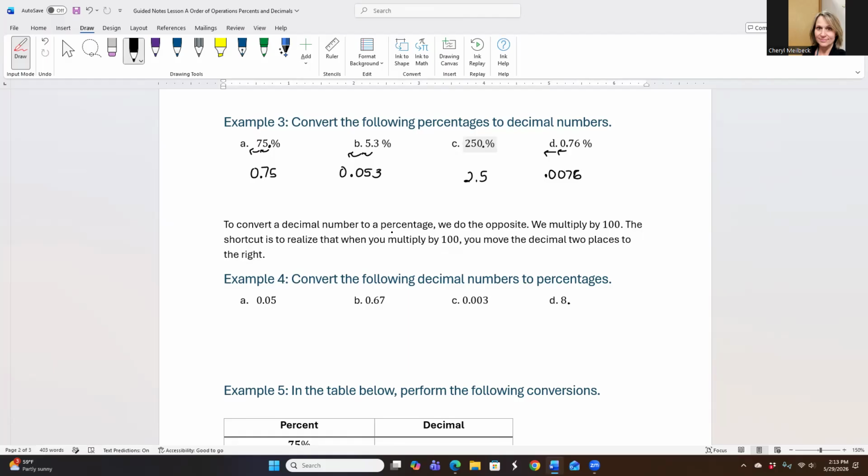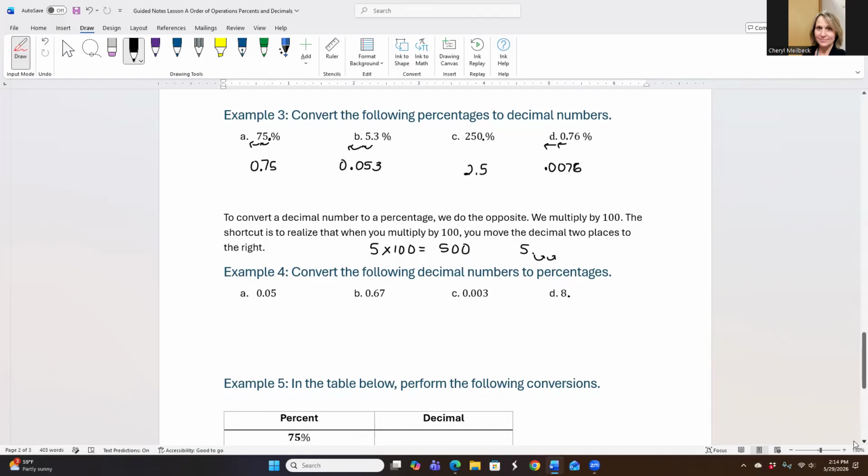Now, to convert a decimal number to a percentage, we do the opposite. We will multiply by 100. The shortcut is to realize that when you multiply by 100, you move the decimal 2 places to the right. As an example, if I took 5 times 100, if I had 5 $100 bills, I'd have $500. That is the same thing you would get as if you took the 5 and moved the decimal 2 places to the right. So let's, in example 4, convert these following decimal numbers to percentages.